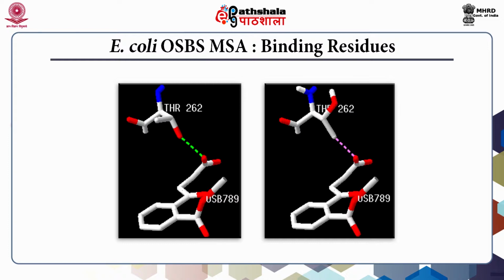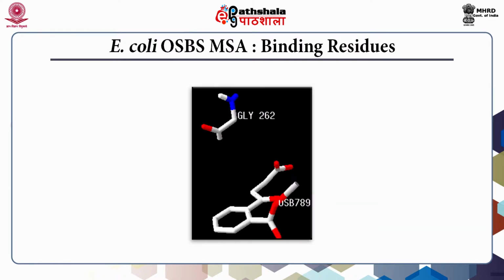Therefore, predicted conservation at 262 indicates that this position is significant and shall not be mutated for improving the enzyme efficiency. The mutation with glycine leaves an open space to reduce catalytic efficiency. Therefore, predicted conservation at 262 indicates that this position is significant and shall not be mutated for improving enzyme catalytic efficiency.